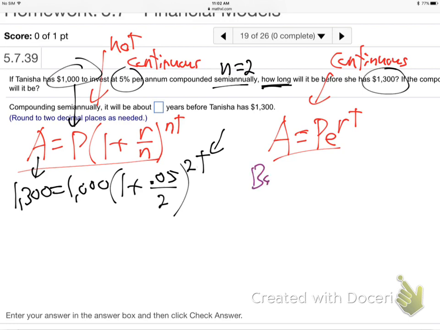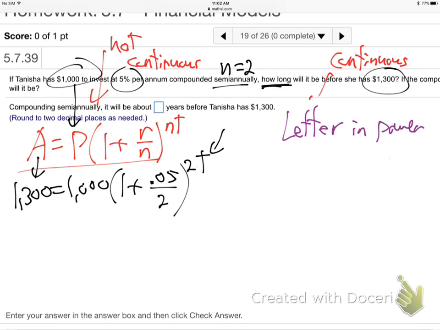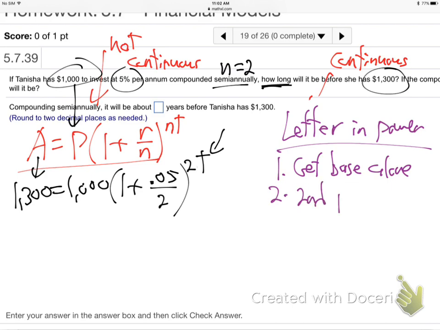Let me write that. So, again, any letter in the power zone, that'll be big on this next test. Anytime the letter's in the power zone, you get the base alone, and you ln both sides and bring the power down. I got to stay focused here.